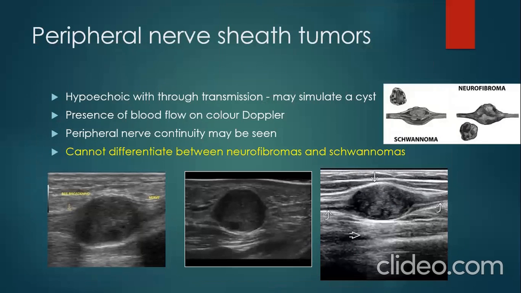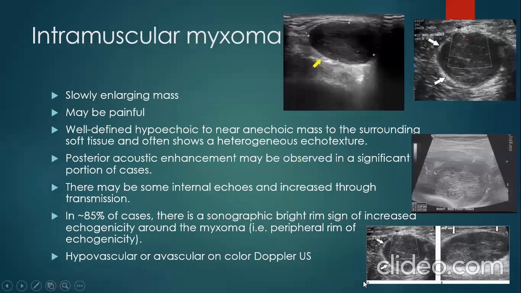Then moving on to peripheral nerve sheath tumors, ultrasound cannot differentiate between neurofibromas and schwannomas. They appear hypoechoic with through transmission, so you might actually get posterior enhancement. You might mistake it for a cyst, so it might sometimes simulate a cyst. But in other cases, you might get nerve continuity, which is your clue that you're dealing with a peripheral nerve lesion. It's not always easy to get, but you might get the continuity of the nerve. And there is presence of color flow on Doppler scan.